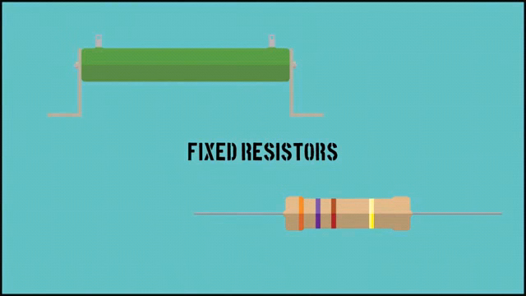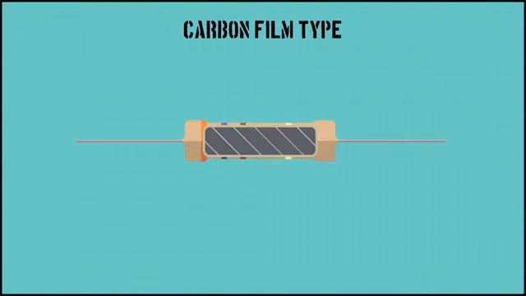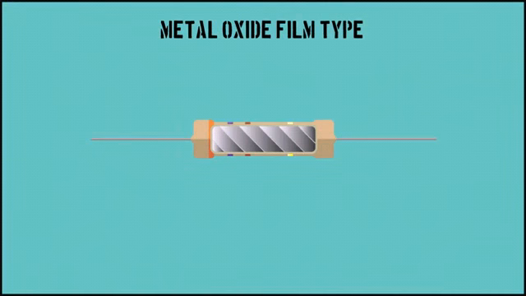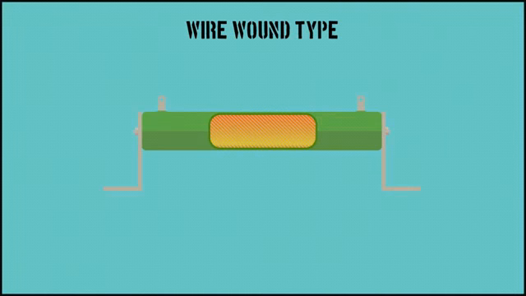Fixed resistors are the most common. They are used to set the right conditions in a circuit. Their resistance is fixed and does not change. Some types of fixed resistors are carbon film resistors, where a film of carbon material is wrapped around a ceramic cylinder in a helix. Metal oxide film resistors, where a metal oxide is wrapped in the same way, and wire-wound resistors, which are often used for higher power applications.